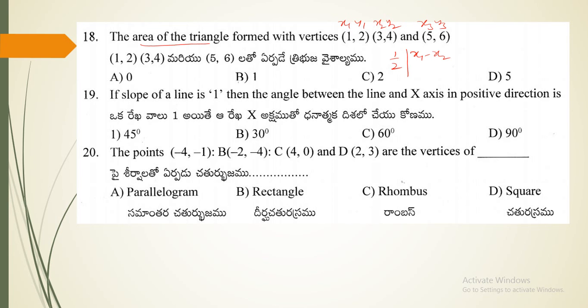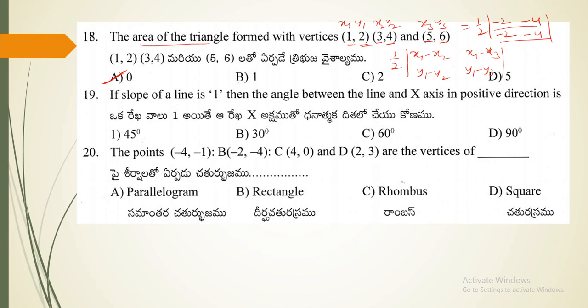It is nothing but half into modulus of determinant of x1 minus x2, x1 minus x3, y1 minus y2, y1 minus y3, right? Directly on substituting the values, half into x1 minus x2, so 1 minus 3 is minus 2, 1 minus 5 is minus 4, next 2 minus 4 is minus 2, next 2 minus 6 is minus 4. If you observe, these two rows are equal. If two rows are equal, the determinant is 0, hence area of triangle is 0.